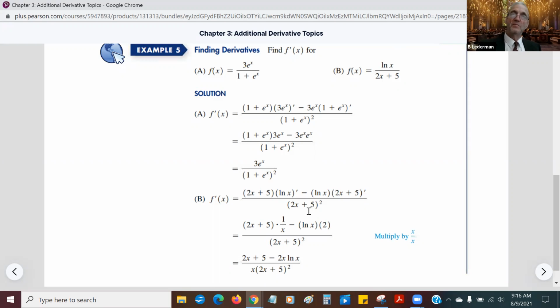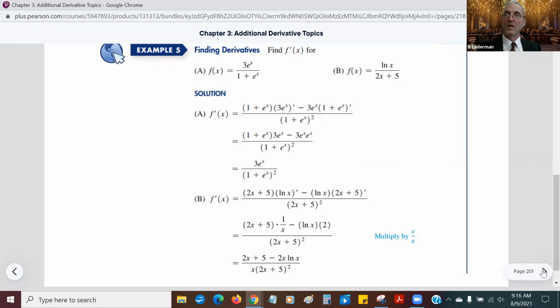And I take the bottom, 2x plus 5, and I square it, and crunch, and I get 2x plus 5 minus 2x times ln x. And like I say, technically, if you leave the answer in a messy form like this, it would be correct. You would get full credit on a test. Again, the book is simplifying. I personally like it when you simplify it, but you're not required to. I just want to be clear about that.